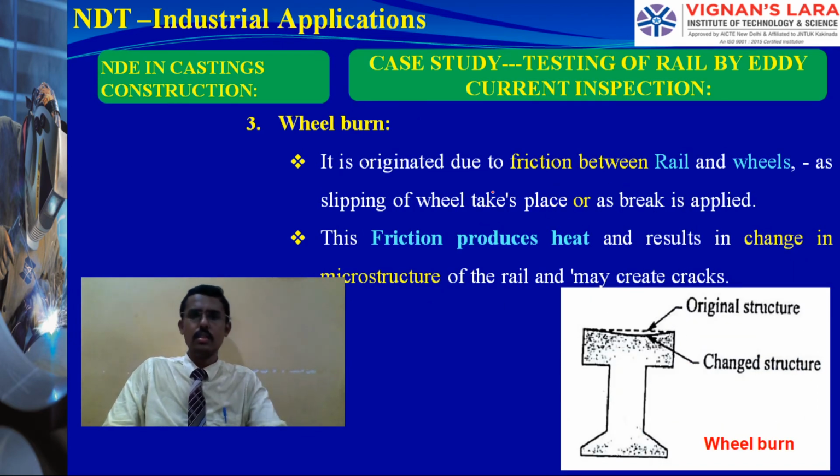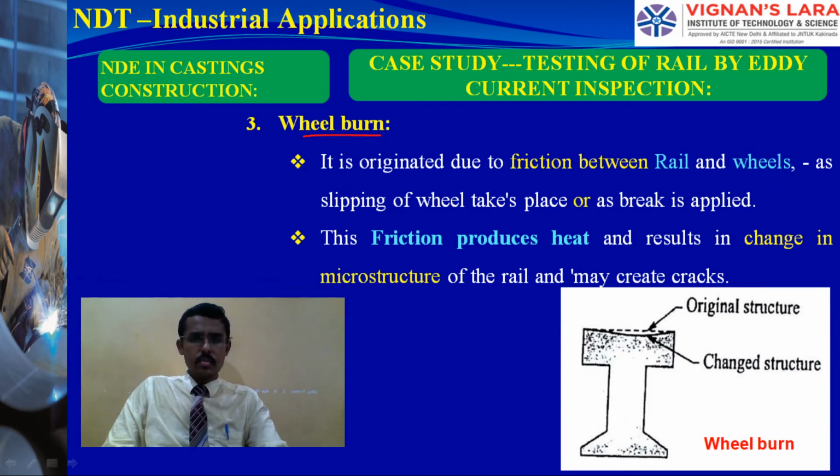So, wheel burn. You see, wheel burn, maybe due to heating and wear, maybe due to friction also. It originates due to friction between the rail and the wheel. Rail, it means the wheel and the tracks. When slipping of the wheel takes place or the brake is applied, the friction produces heat and results in a change in the microstructure of the rail, which may create cracks.